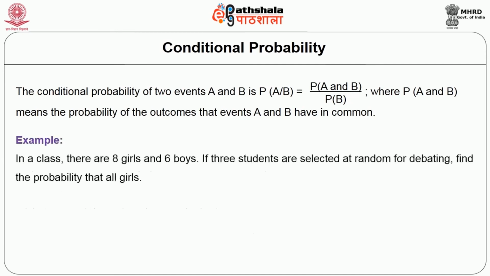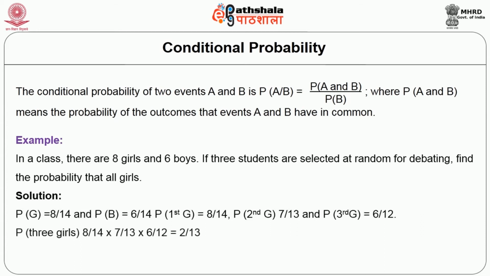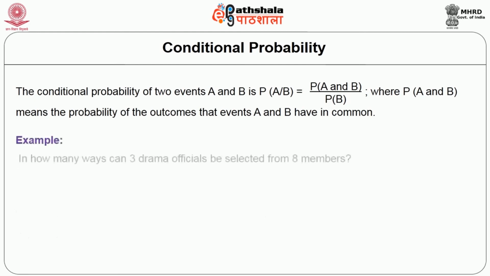In a class, there are 8 girls and 6 boys. If 3 students are selected at random for debating, find the probability about the girls. Again the same formula applies, and you will get the result in the same way. We'll move on to the next aspect now. There are many examples showing how the probability may differ. Here is one more example: in how many ways can 3 drama officials be selected from 8 members?